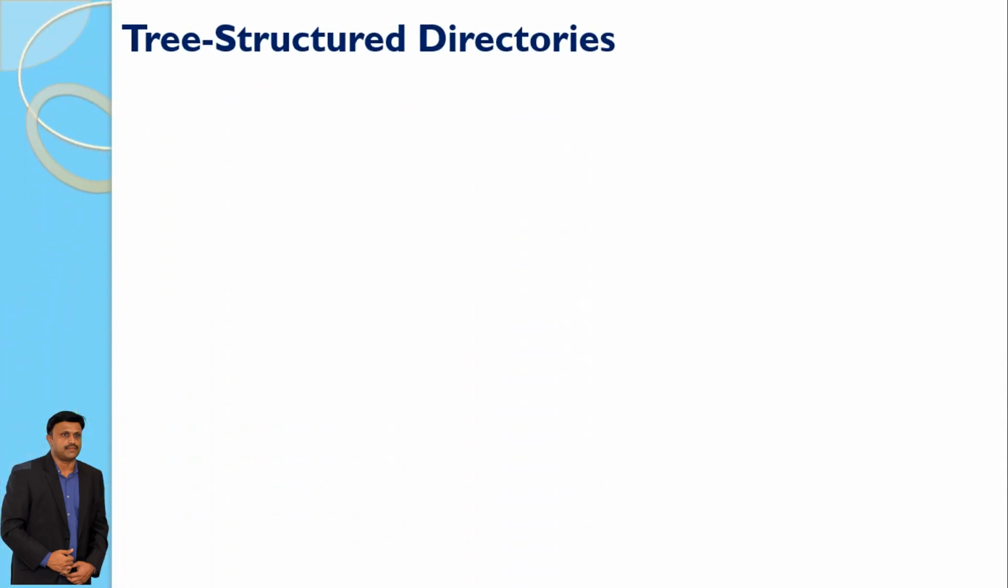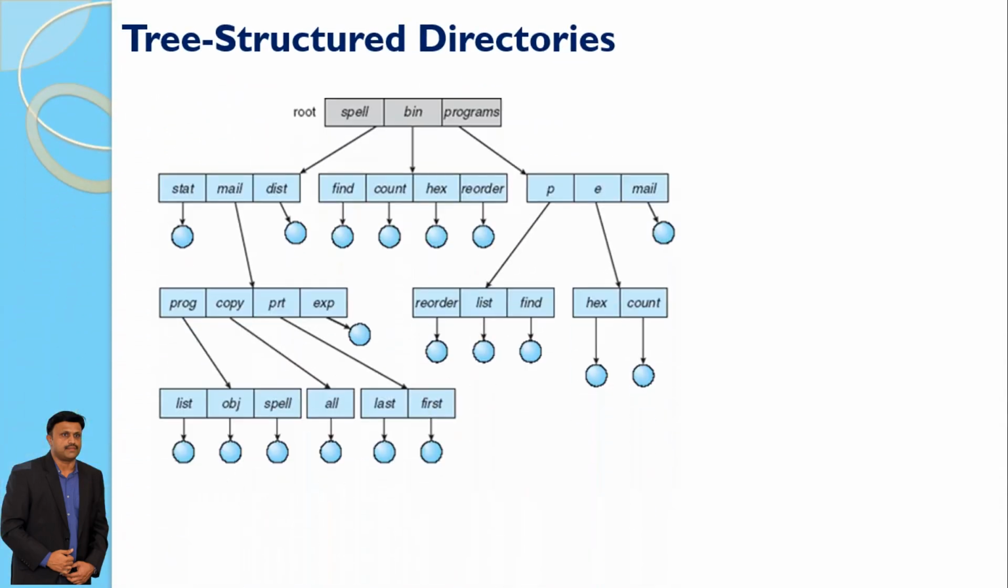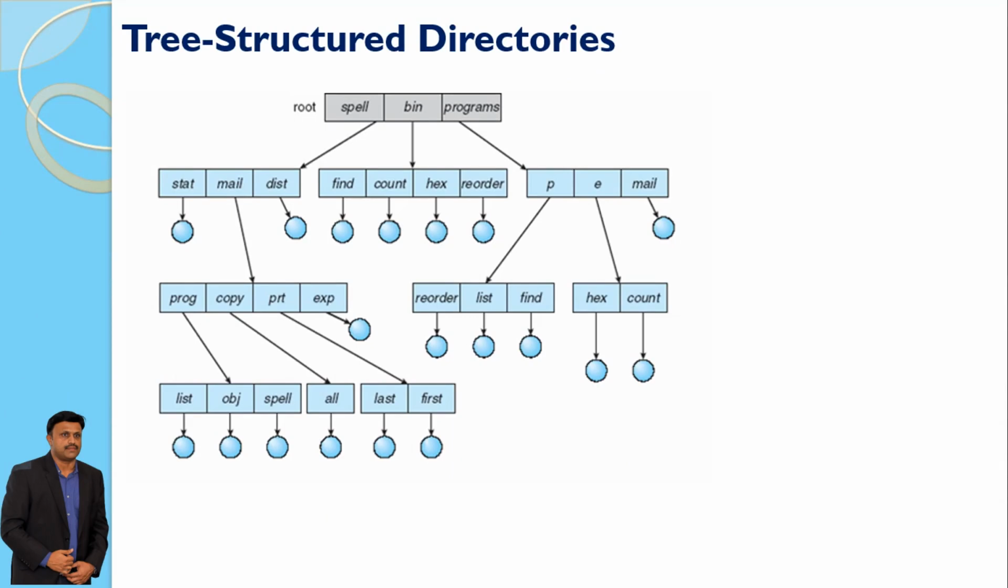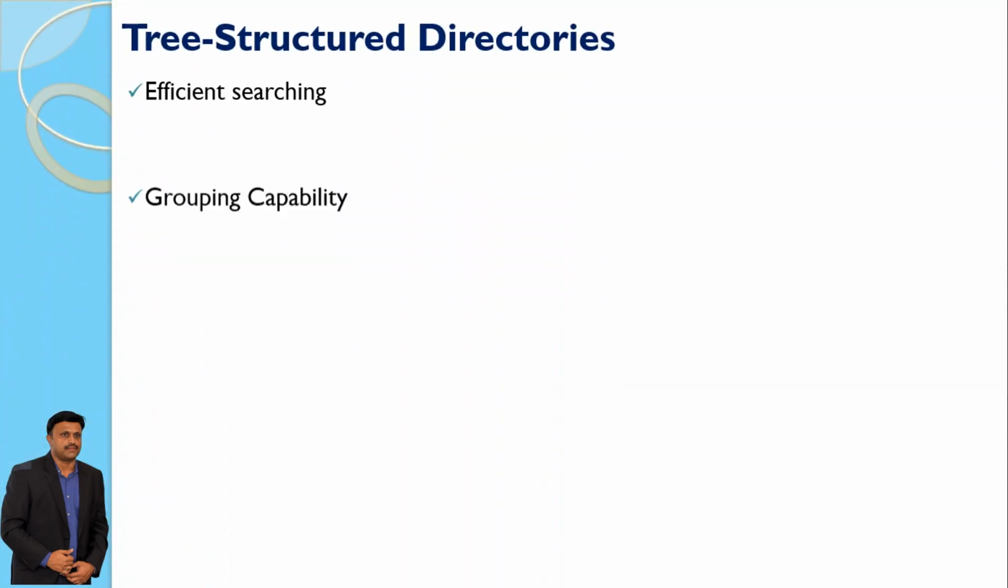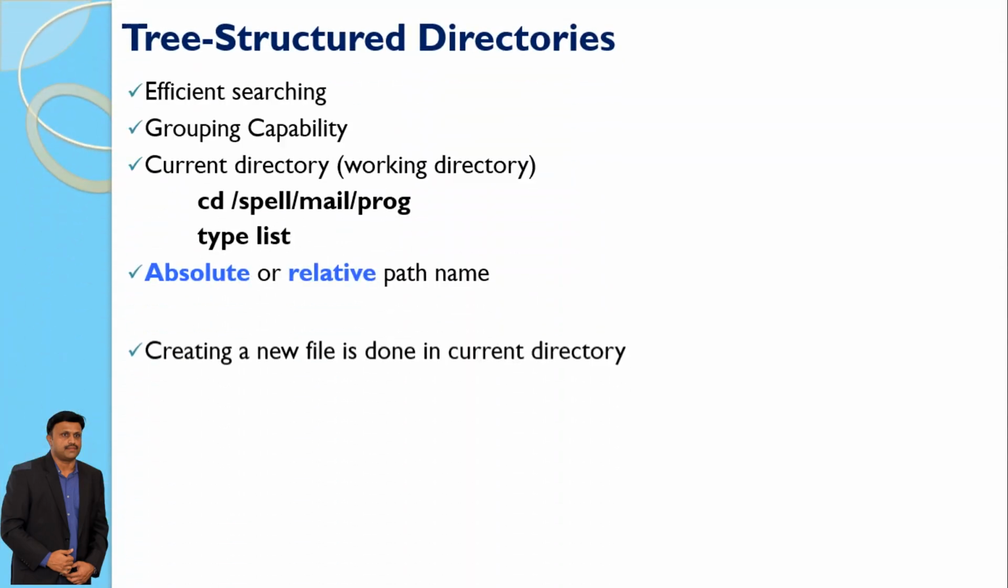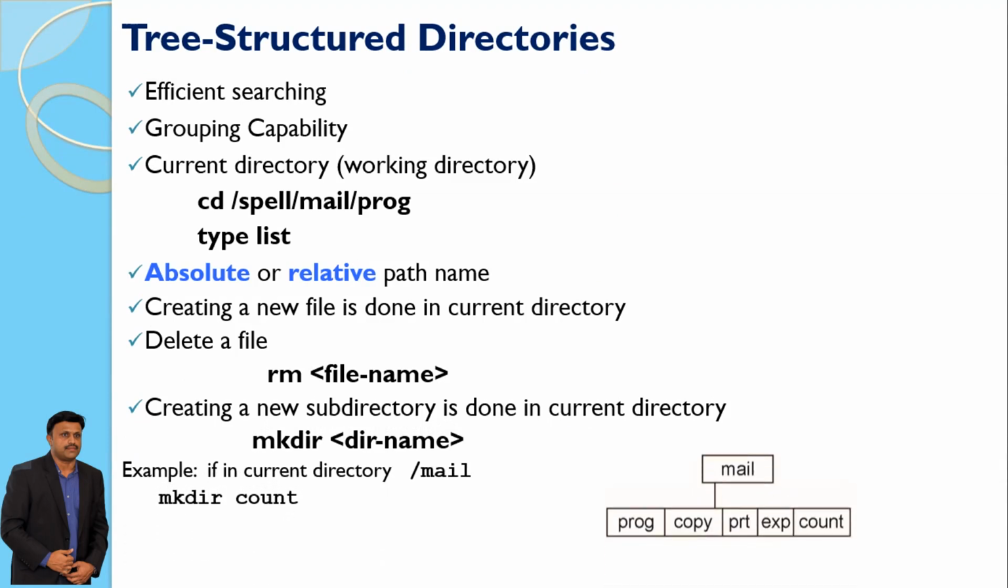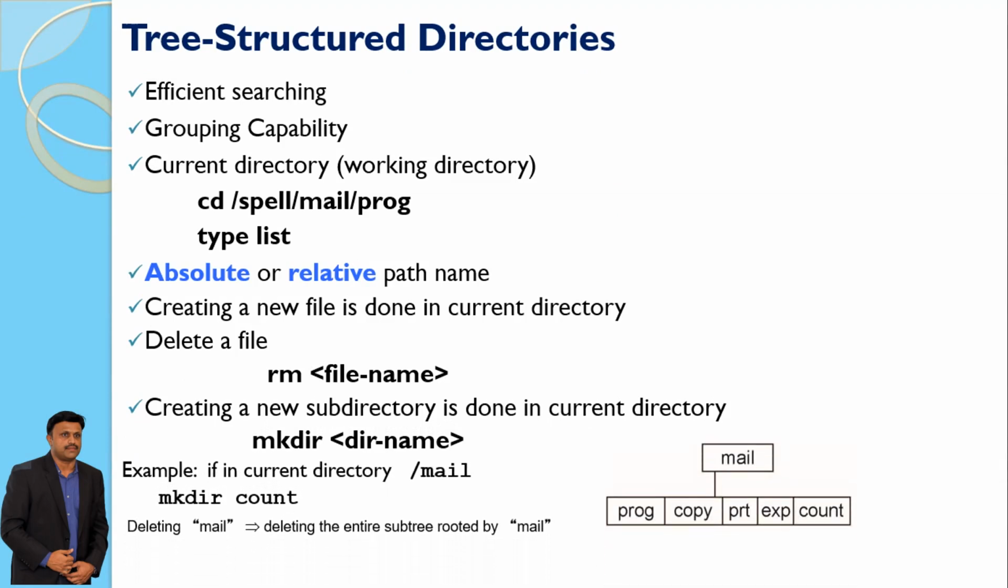Tree-structured directories offer efficient searching and grouping capabilities. They support both absolute and relative path names, making file management more flexible. Tree-structured directories allow creating and deleting files and subdirectories within the current directory. This structure supports efficient file organization and management.